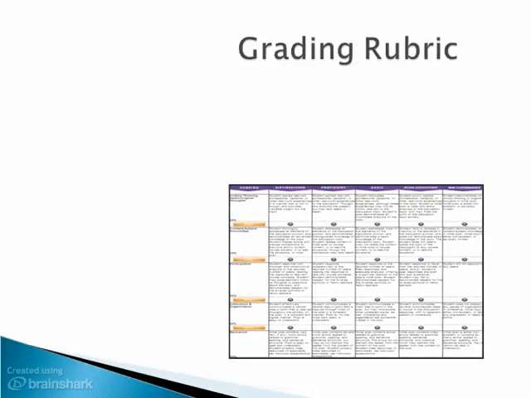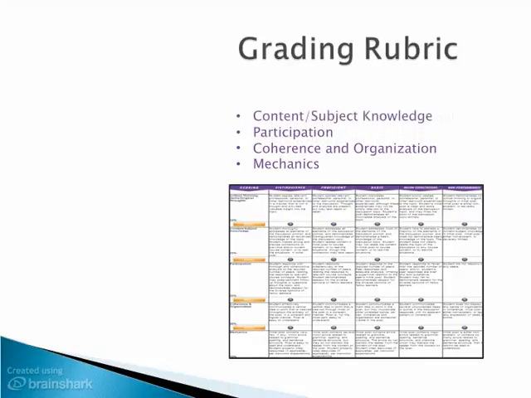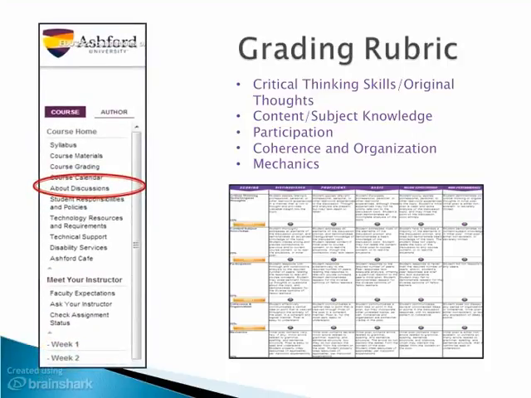I want to take just a minute to encourage you to analyze and evaluate the discussion board rubric. Pay specific attention to the fact that it is designed to evaluate critical thinking, content, participation, organization, and mechanics. As you can see, critical thinking, knowledge, and participation weigh more than organization and mechanics. The rubric provides 5 specific levels of achievement for each category.